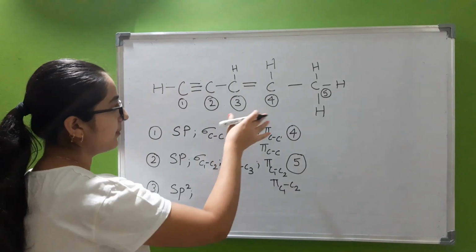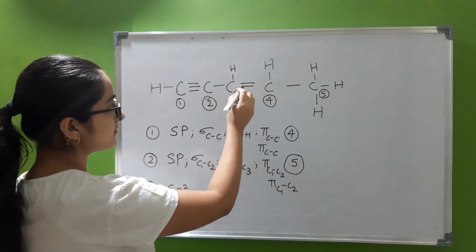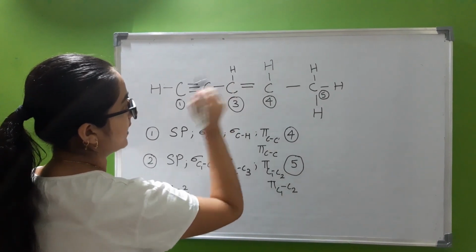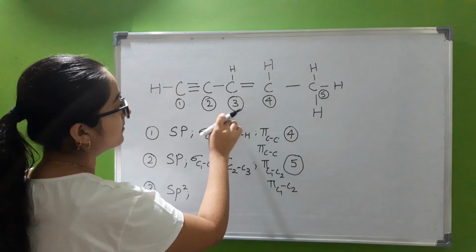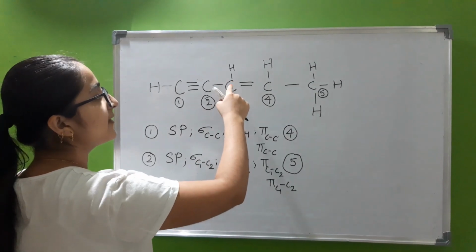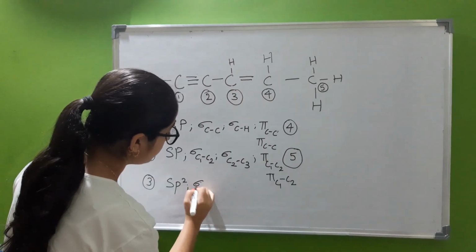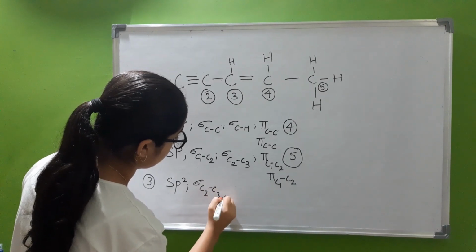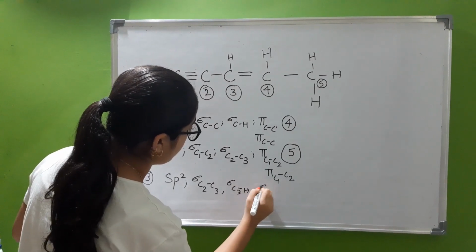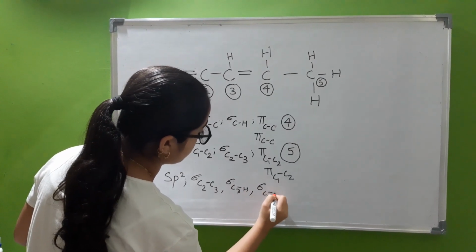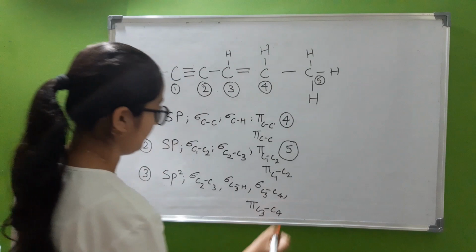Now let's look at the number of sigma and pi bonds present here. The number of sigma bonds present in this case are 1, 2, 3. That is one between the first and second carbon atom, one between the second and third carbon atom, one between the carbon atom and the hydrogen atom, and one between the third carbon and the fourth carbon. And the pi bond is present between C3 and C4.